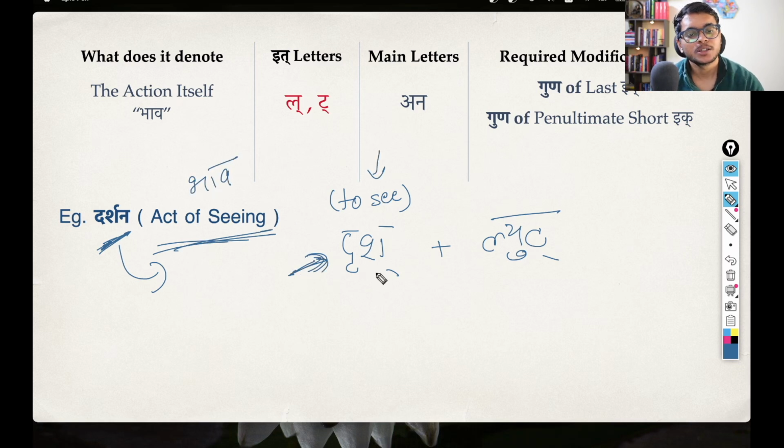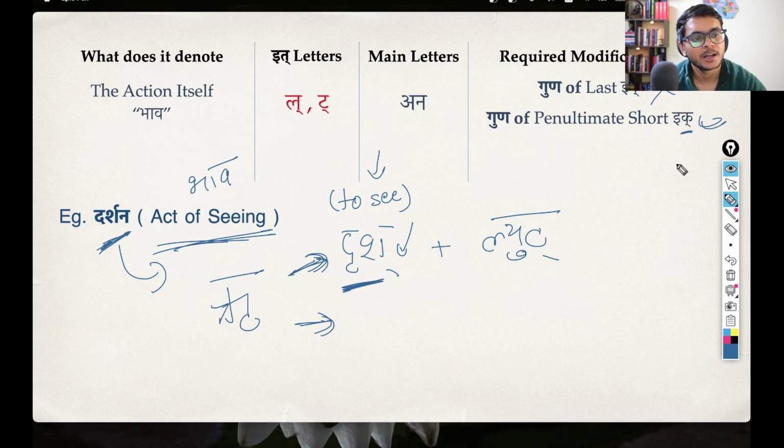So our dhatu here, drish dhatu, that means to see, is being modified using lut pratyaya. Now let us see if any modification is possible for this dhatu. The guna of the last ik is not possible, because here the dhatu is ending with a consonant. It does not have any last vowel. And the guna of the penultimate short ik is possible, because for this drish dhatu, the penultimate vowel is ri, and ri belongs to this ik pratyahara. And that too short ik, the hrasva swara.